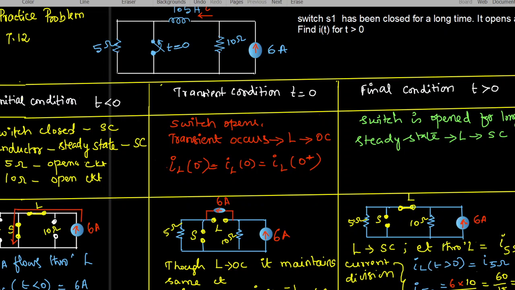Then we have calculated the total solution for it. So we obtained the total solution IL of t greater than 0, that is equal to 4 plus 2 into e power minus 10t. This is our answer.